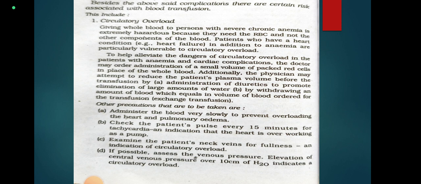To help alleviate the dangers of circulatory overload in patients with anemia and cardiac complications, the doctor may order administration of a small volume of packed red cells in place of whole blood. Additionally, the physician may attempt to reduce the patient's plasma volume before the transfusion by administration of diuretics to promote elimination of a large amount of water, or by withdrawing an amount of blood which equals in volume the blood ordered for the transfusion, that is, exchange transfusion.